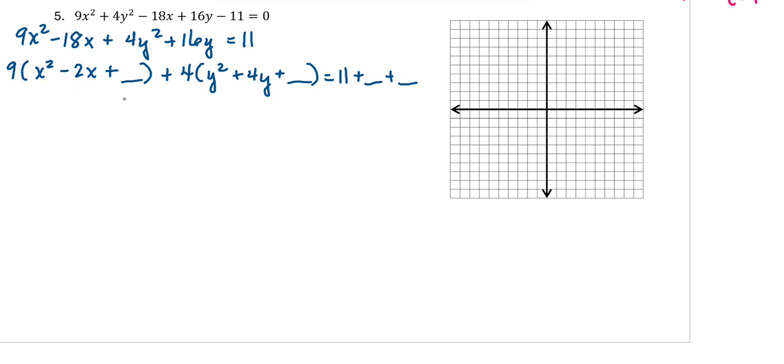well, we've had this square completed a couple times. It's going to be 1. And then this one is 4 divided by 2, which is 2, but then we square it and get 4. Now I'm going to rainbow. So I remember 9 times 1 is what I'm adding to the other side, and 4 times 4 is what I'm adding to the other side. That kind of helps me remember that when I do this.